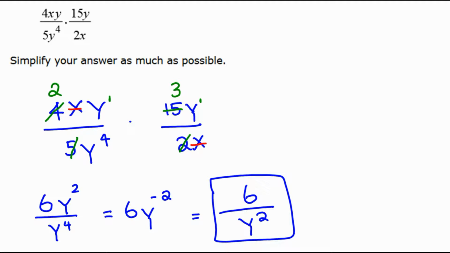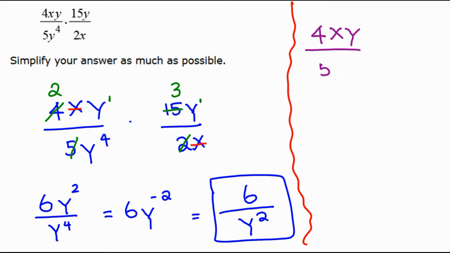So if it's division, subtract the exponents. That's one way to do this problem. There's a couple of other ways too. So let me go ahead and rewrite this one more time so I can show you in a different way. So we have 4xy divided by 5y to the 4th, times 15y divided by 2x.